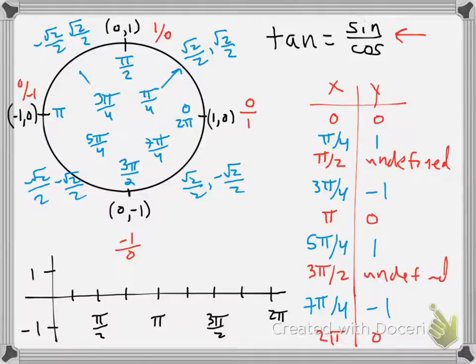So I've got the point 0, 0. I've got the point pi over 2 undefined. I've got the point pi, 0. I've got the point 3 pi over 2 undefined. And I've got the point 2 pi, 0. Go back and add those blue points. We got pi over 4, 1. We got 3 pi over 4, -1. 5 pi over 4, 1. We have 7 pi over 4, -1. And that's all we're going to do. So now I'll actually draw my graph. We'll do it in green.